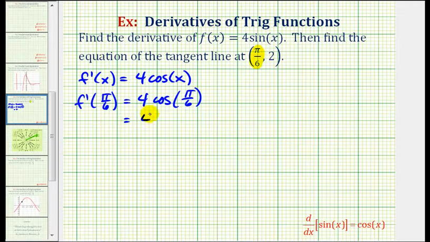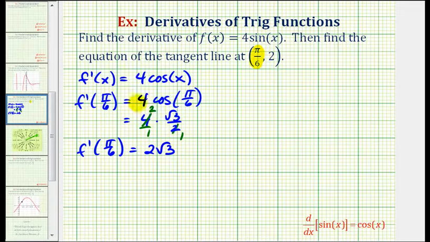So we have 4 times square root 3 divided by 2. This is the same as 4 over 1. The 2 and the 4 simplify. So f prime of pi over 6 is equal to 2 square root 3, which should be the slope of the tangent line. So now our goal is to find the equation of the tangent line that has a slope of 2 square root 3 and passes through the point pi over 6, comma 2.